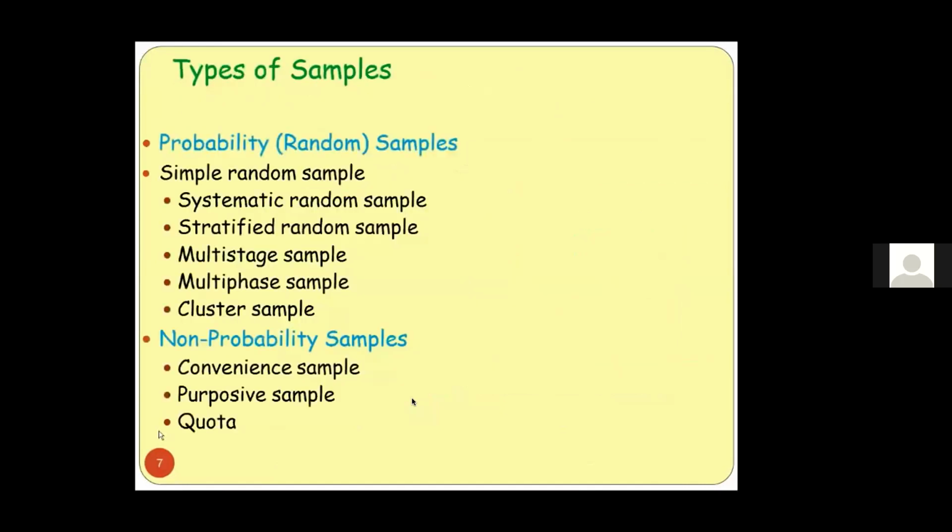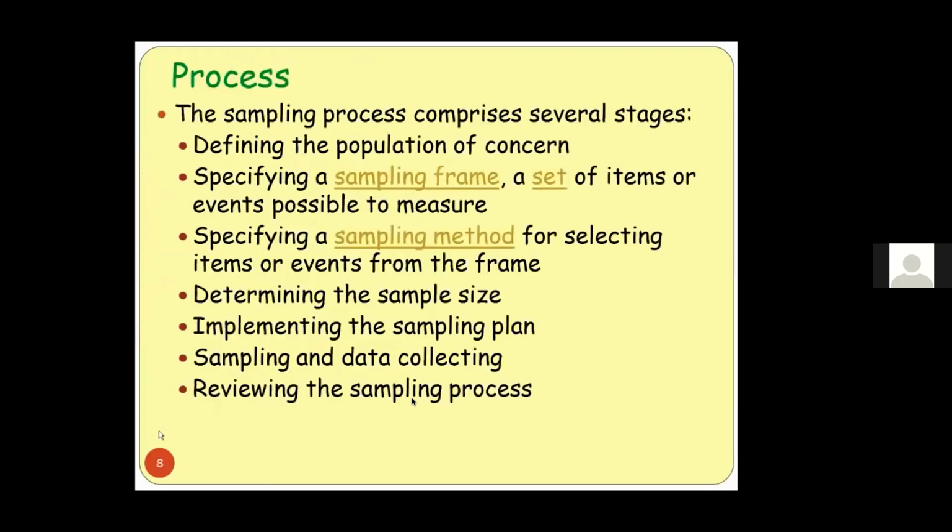There are several types of probability samples. These include simple random samples, such as systematic random, stratified random, multi-stage samples, multi-phase samples, and cluster samples, as well as non-probability samples, such as convenience and quota-based samples. We're going to go through each of these.